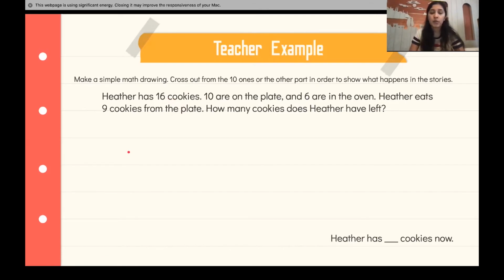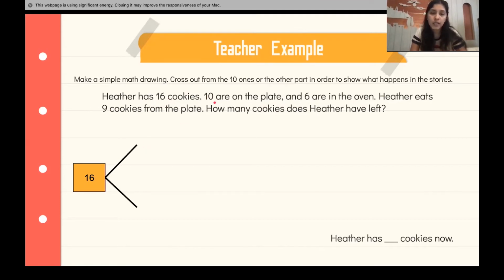So don't worry, you don't have to write any of this down. This is my example. So just go ahead and listen to me, think out loud, and solve the problem, okay? And then we'll do a few together. Okay, so I knew that Heather had 16, so 16. And out of the 16, 10 are on a plate, right? And 6 are in the oven. So what I'm gonna do is I'm gonna find the number bonds of 16.